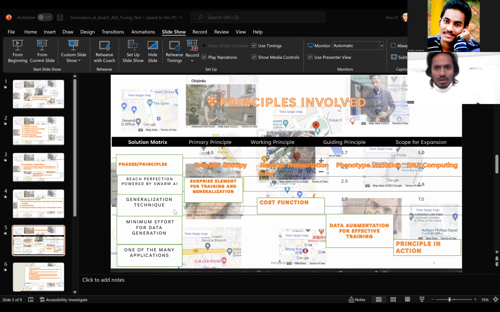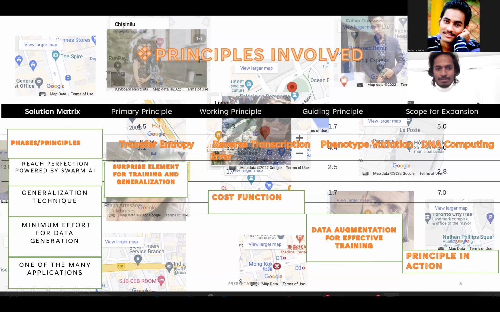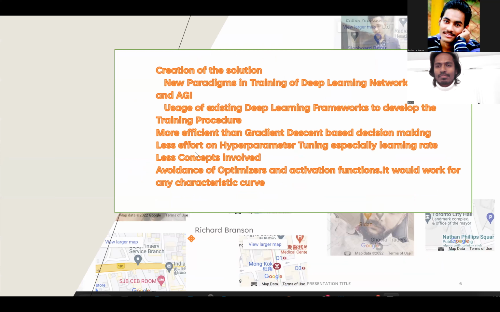So now let's go on to the next slide. I'll go to the slideshow view. Okay, we saw these principles. Now we'll see the creation of the solution. How do you create the solution out of these principles?